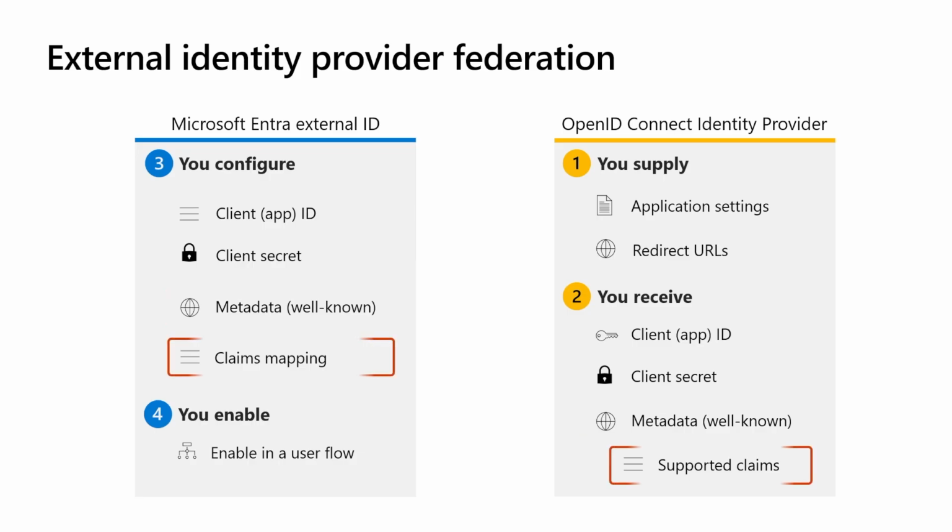Then, you map the claims to retrieve from the identity provider, and finally, enable the sign-in option with the custom OpenID Connect identity provider in user flows.